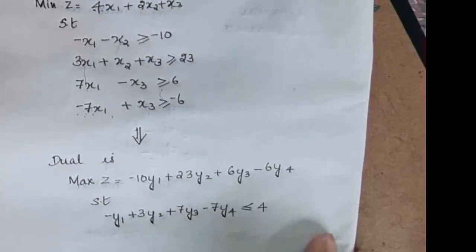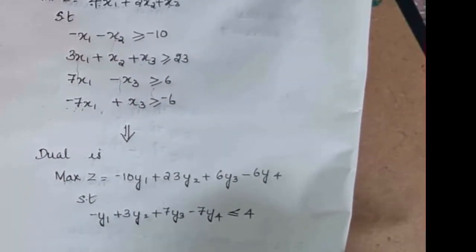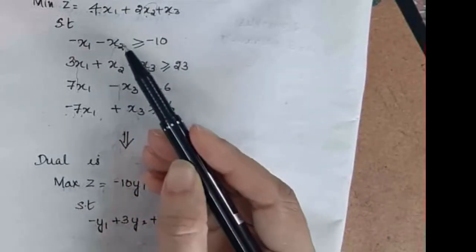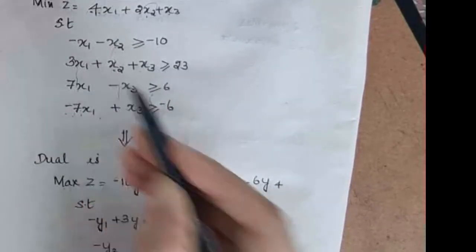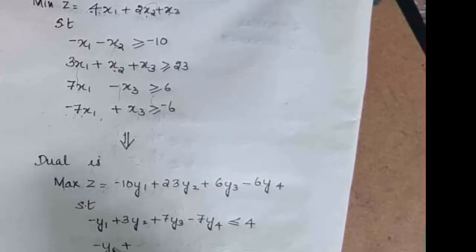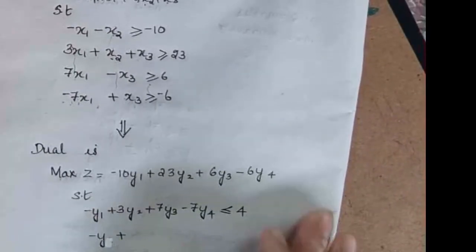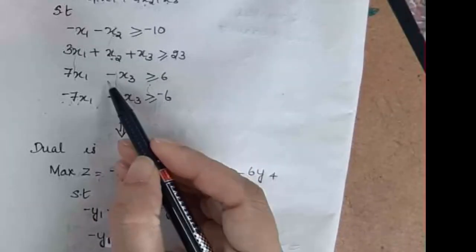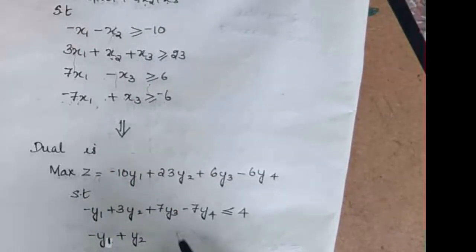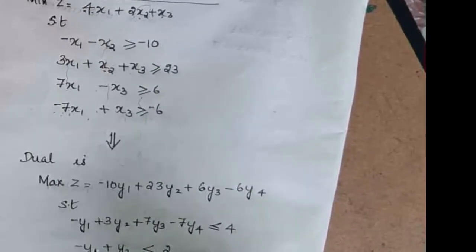Okay. Now the next one will be based on the x2s. So you take the x2 values. You have only 2 x2 values. Okay. So you write minus y1 plus y2. There are no x2 variables in the others, so you leave those. The greater than will become less than or equal to, with the right hand side value 2.